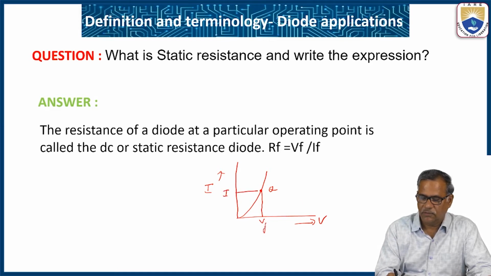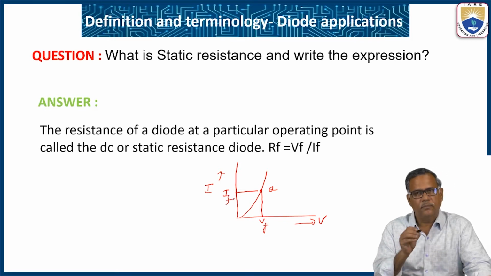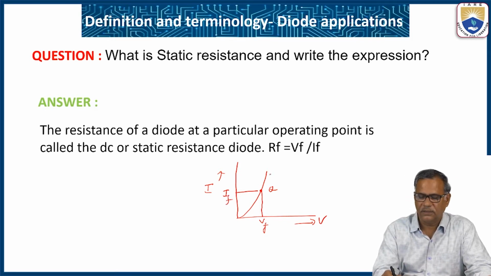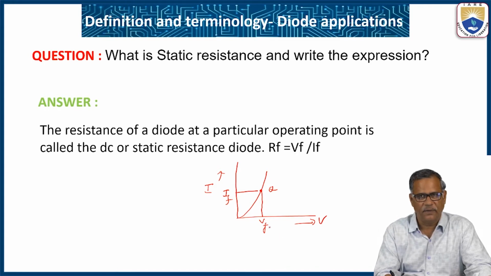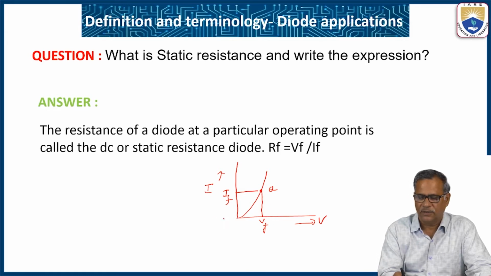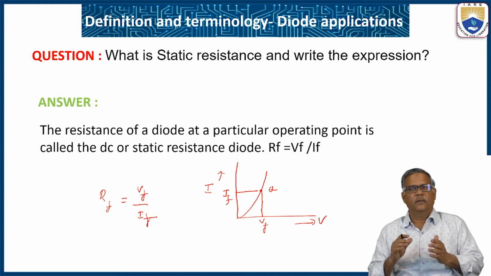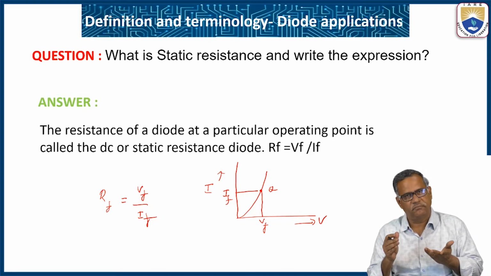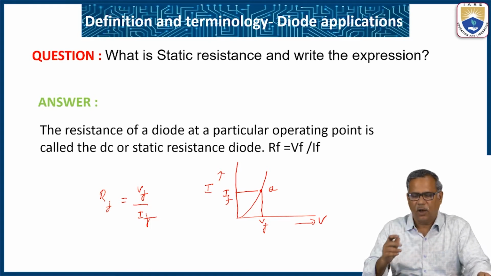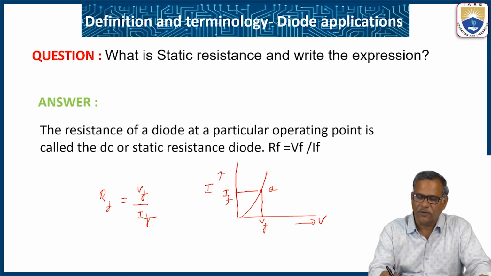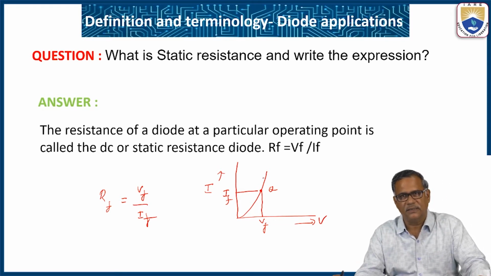Because this is a forward characteristic, we have added a suffix F. At this point, the voltage is Vf and the current is If. So, the static resistance Rf is given by Vf by If. Please note that the static resistance is not constant, and as the operating point moves across this forward characteristic, the static resistance varies.